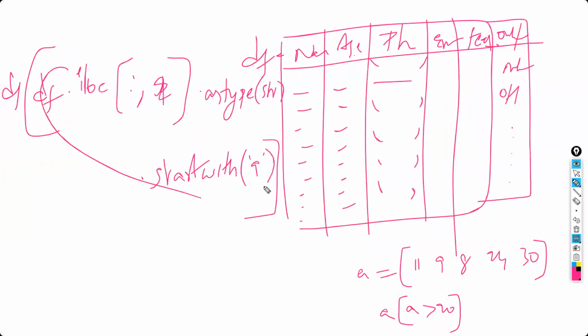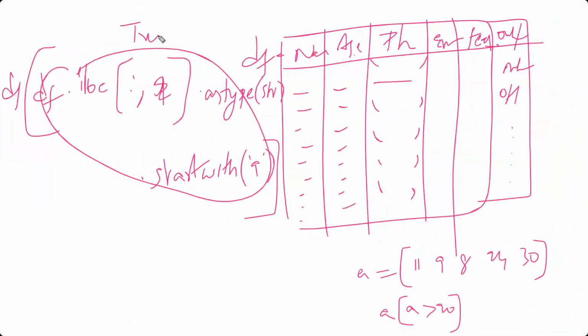First I have written the condition. This will give either true or false. Outside, I write the variable name. It will give whichever records satisfied the true condition. Same logic.